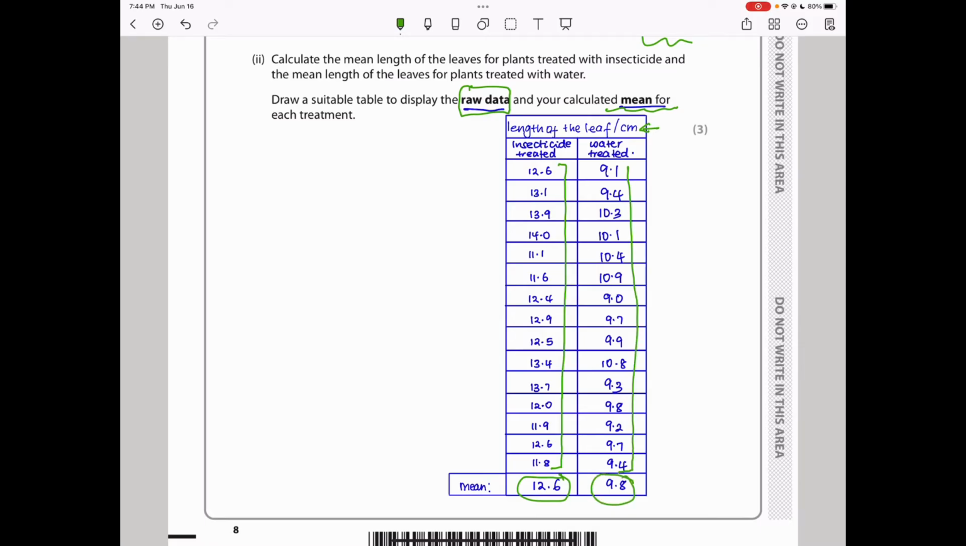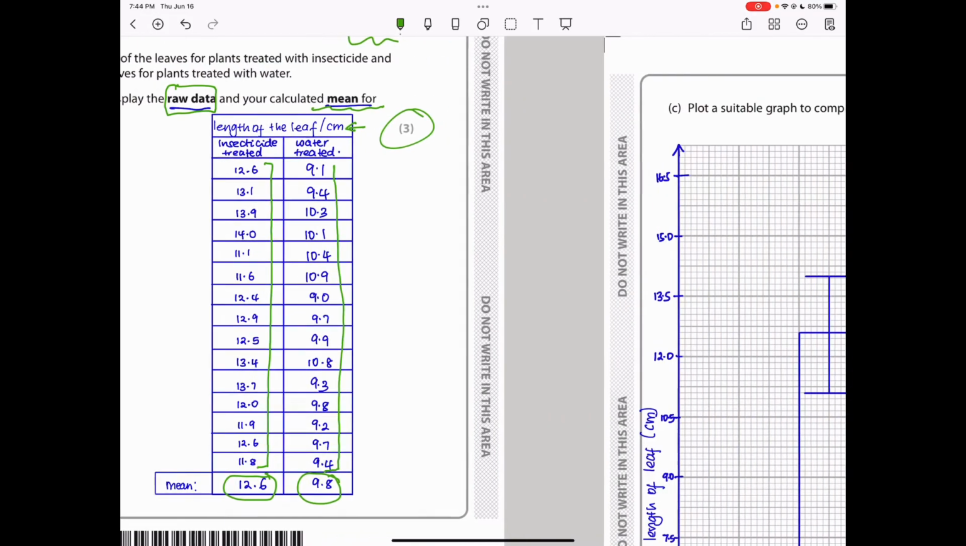So we have the two means, one for the insect treated leaves as well as that for the water treated ones. So this is how you represent to get 3 marks. I will go to the next part.